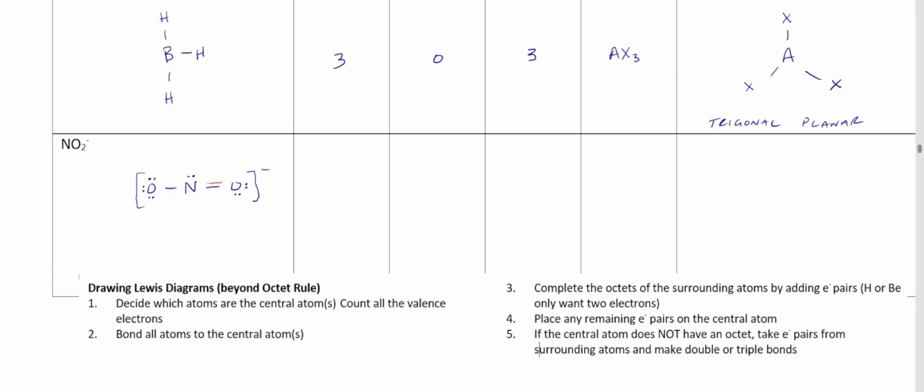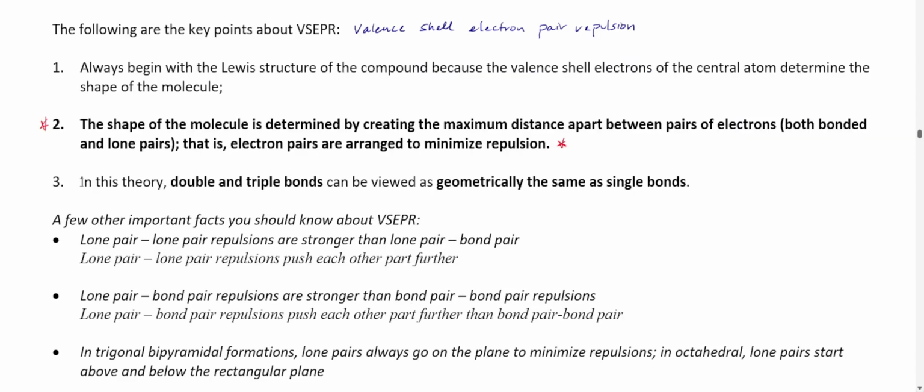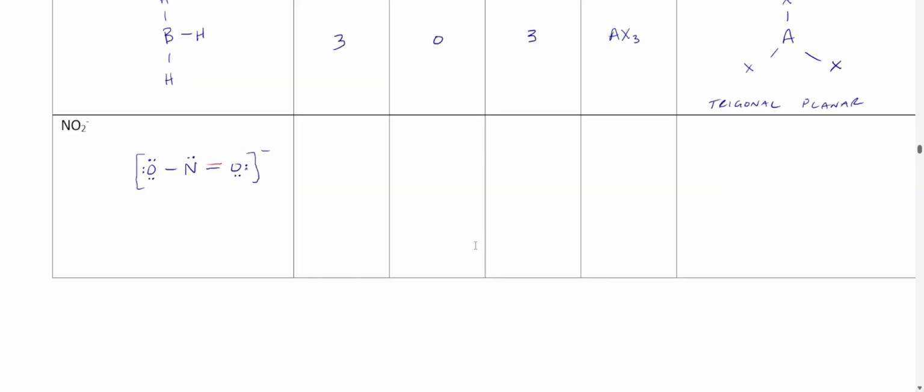The other thing that I want to highlight right here is something that we learned previously when we were talking about VSEPR theory. Okay, we can see right here it says, in this theory, double and triple bonds can be viewed geometrically the same as single bonds. Okay, so cutting back to this molecule, I'll just put a little note to myself, and I'll say I'm going to count this as a single bond right there.